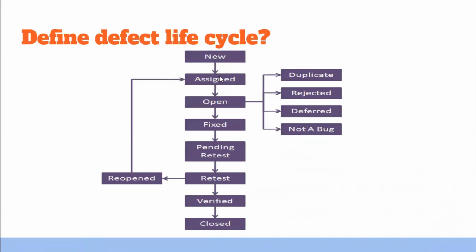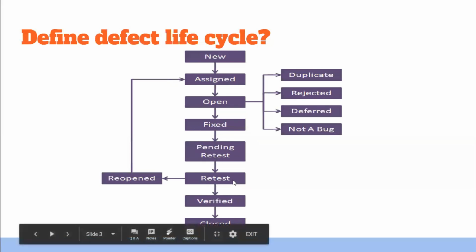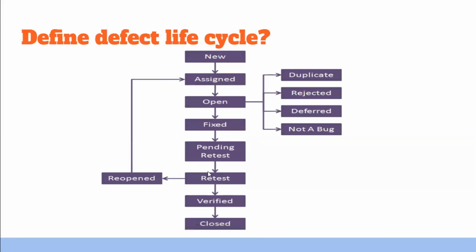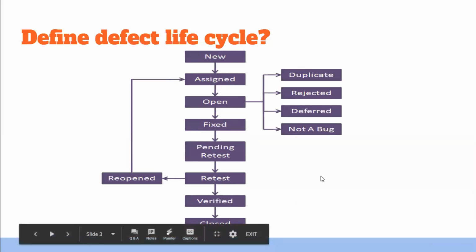Now the next one is, once it is discovered, you need to assign it to any development team member. So it is assigned to a developer, and the developer will open the defect and identify what kind of bug it is. Is it a duplicate bug? Is it rejected? If it's not affecting your system, it can be deferred, or you can call it not a bug. After that, the bug is fixed. After fixing the bug, it goes to pending retest. It is again given to the testing team, where they will retest and identify if it is fixed or not. If it's not fixed, it will be reopened and assigned to the development team again, and it will keep going until the defect is fixed. Once it is fixed, it will go to the verified state and it will be closed. So that's your defect life cycle.